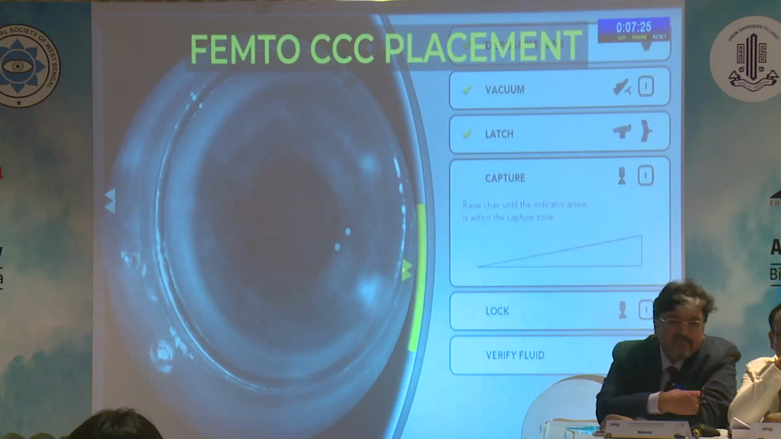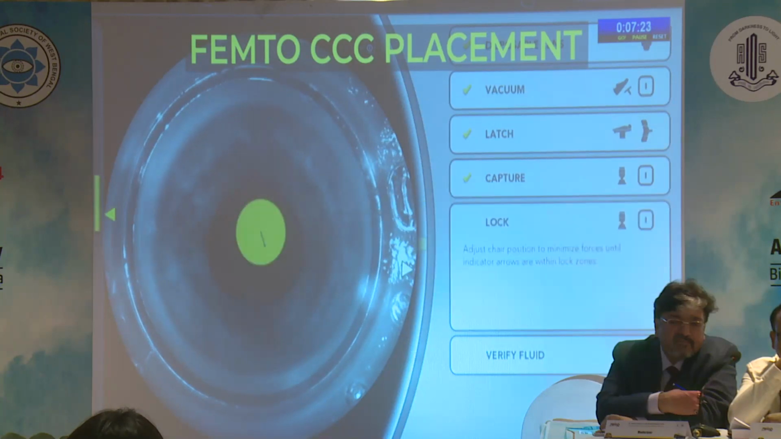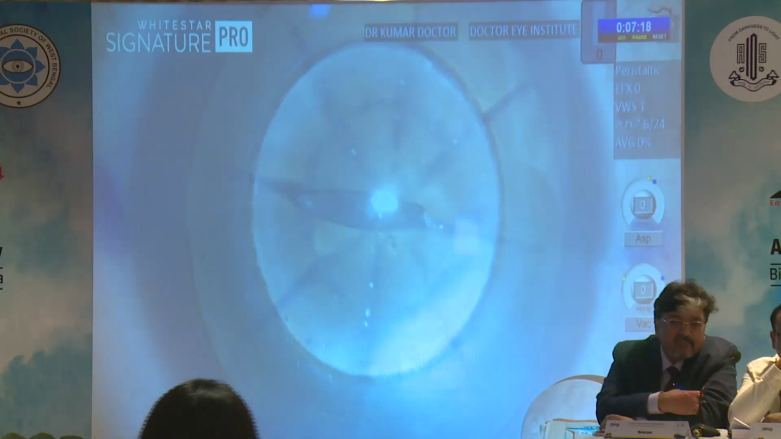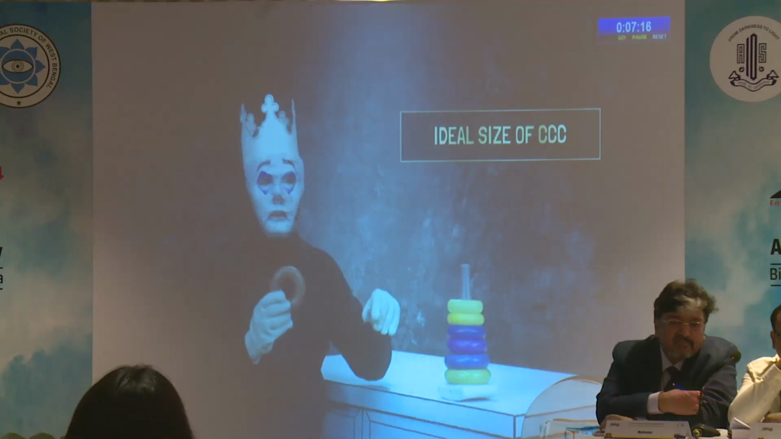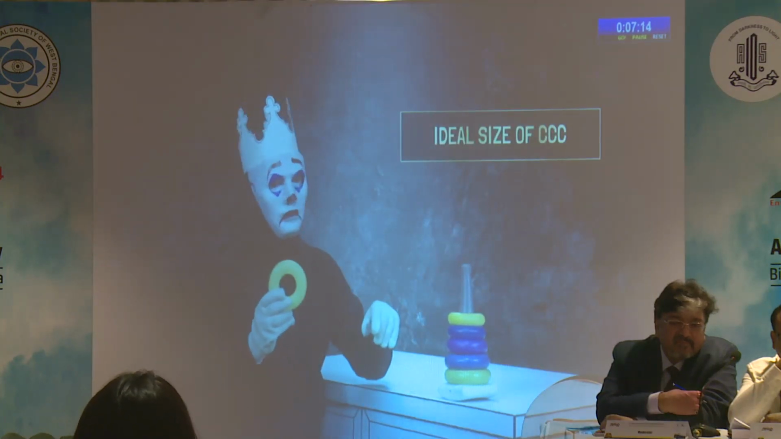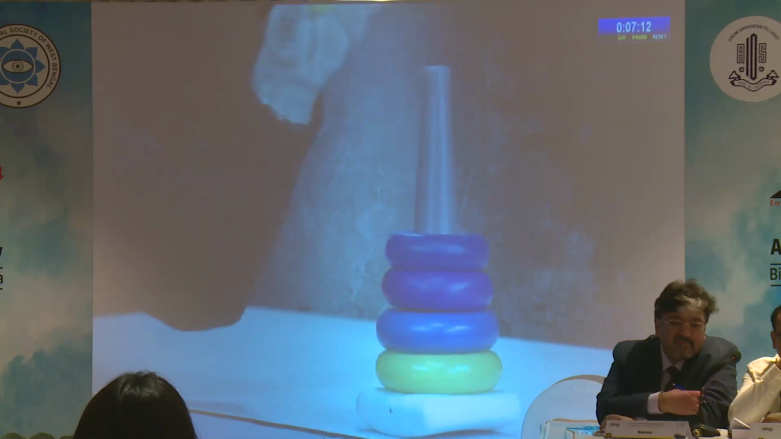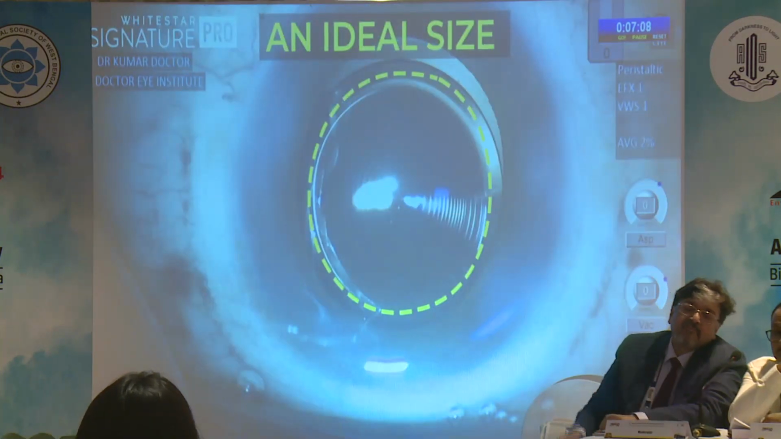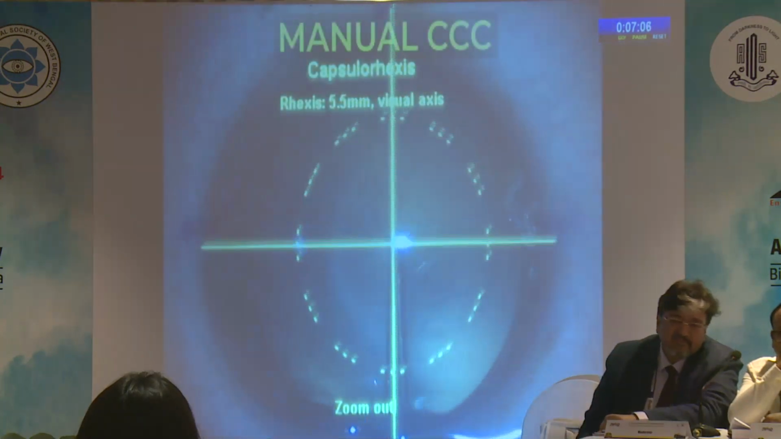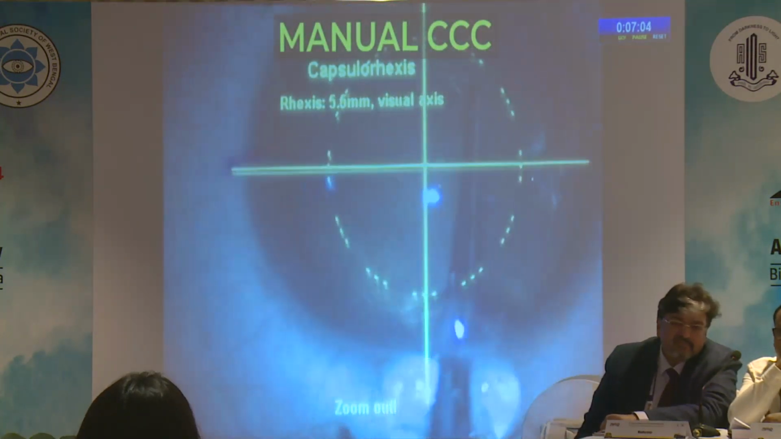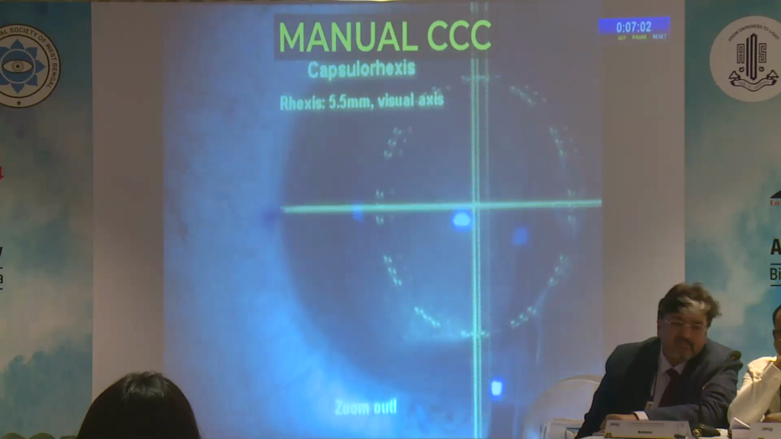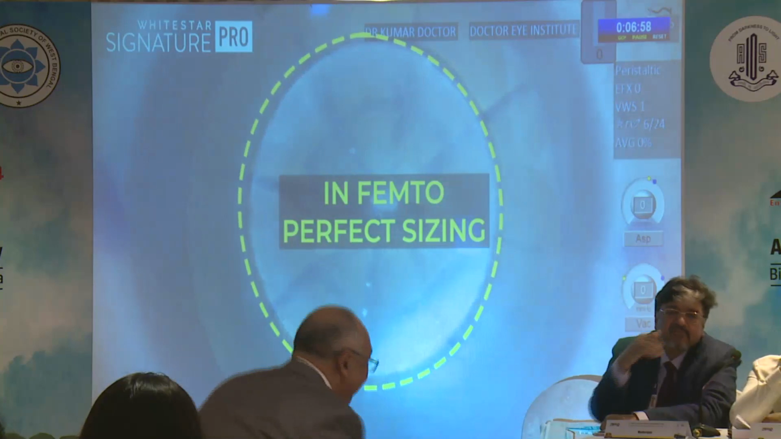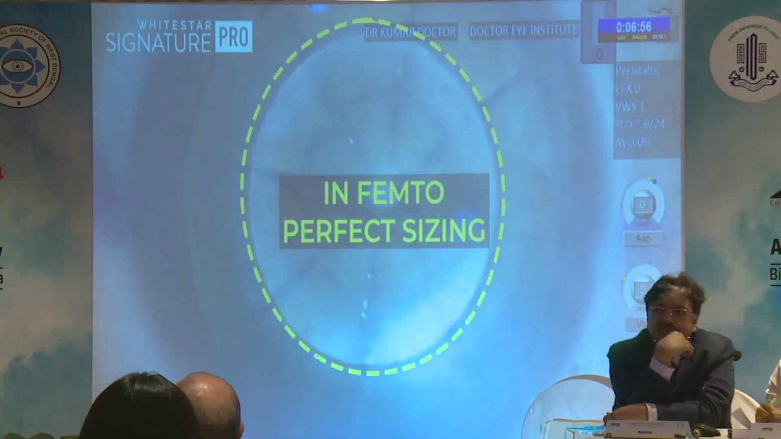In femto CCC, the laser ensures automatic scanning, detection and placement for a perfect CCC in the center of the bag. Ideal size of a CCC is perfect optic cover. In manual CCC, one has to follow the rhexis marking made on the cornea or the image-guided technology for perfect sizing. Femto CCC is customizable as to the size of the optic.